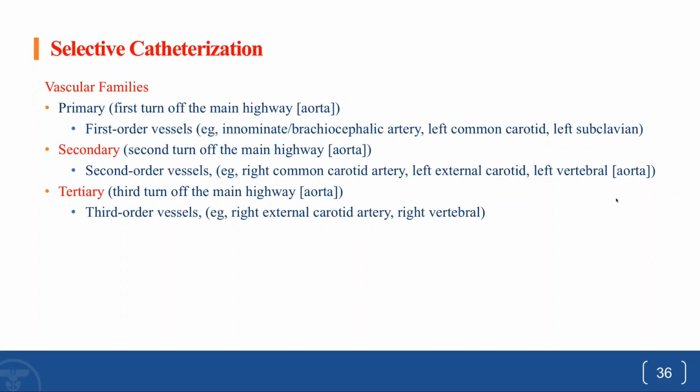Okay. And then you had your secondary. Remember, you had your first order, second order, then your third. So this is just talking about the various vascular families. So your second order, you're going to have your common carotid. Okay. And then you have your third order vessels. Right, external carotid. You'll see that there. That's what we just looked at on pages 757 and 758.